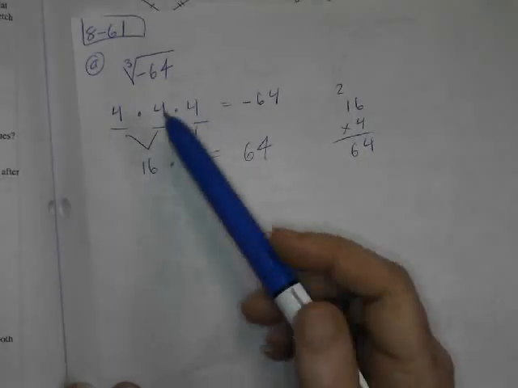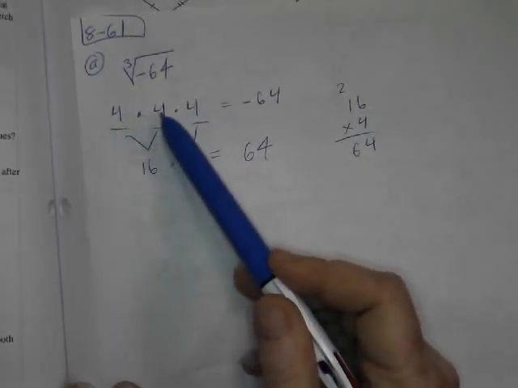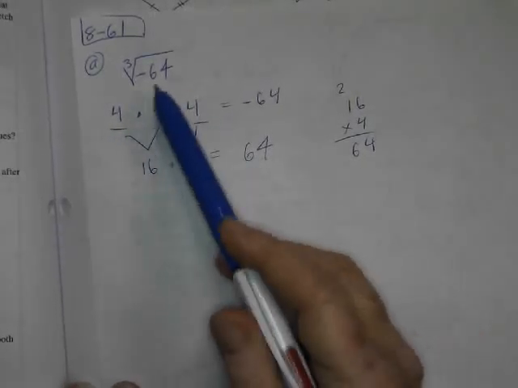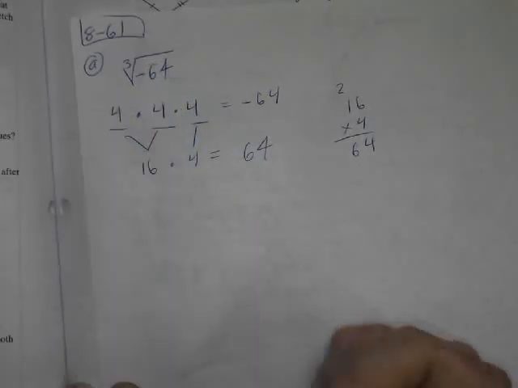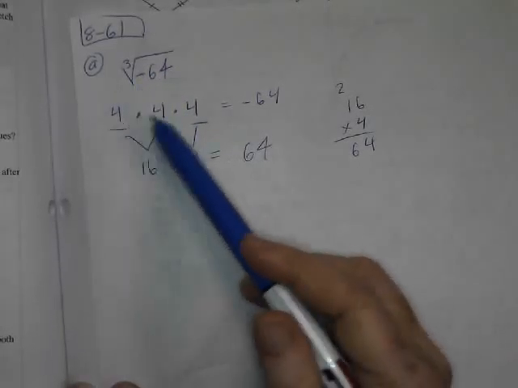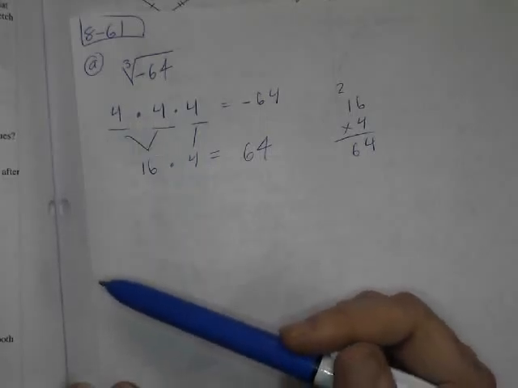Are you guys lost? Are you confused why I have 3 4s in a row? It's because of the little 3. Because if that were a square root, I'd have 2, and I'd use 8. I'd go 8 times 8.